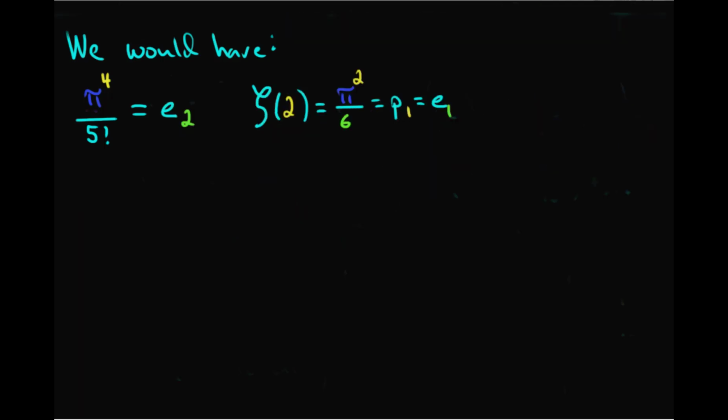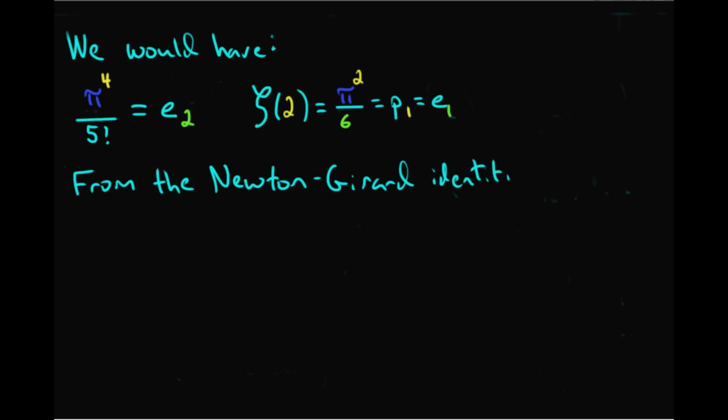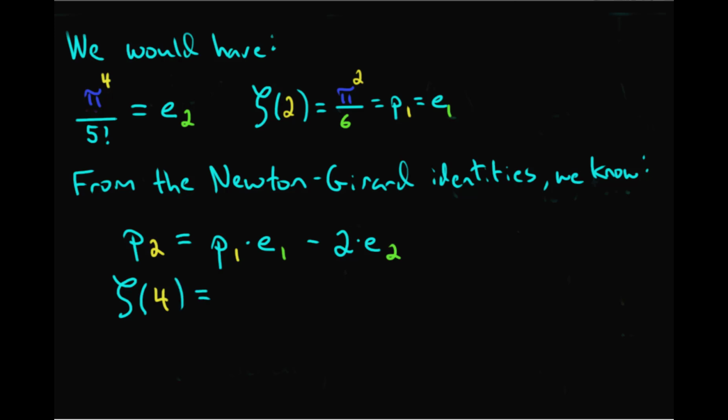Now, why is it so helpful to realize that these expressions are symmetric polynomials? Because we can use the Newton-Girard identities to determine zeta of 4. Because we know that if zeta of 4 equals the power sum P2, from the Newton-Girard identities, we have that P2 equals P1 times E1 minus 2 times E2. Plugging in our values for these symmetric polynomials, we have that zeta of 4 equals pi squared over 6 times pi squared over 6 minus 2 times our value for E2, pi to the 4th over 5 factorial.